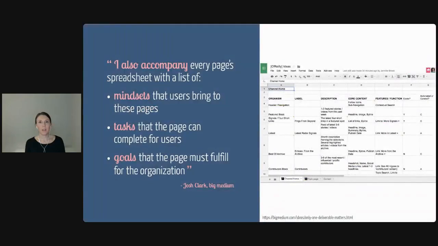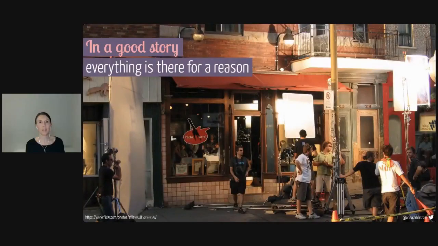Now, I wasn't the only one who started writing down what a website or a page should do. This is from Josh Clark, who's using Excel essentially to design these pages and looking at, okay, what's the mindset that a user is going to be in? What tasks should the user be able to do on the page? And what are the goals that the page must fulfill for the organization? What's really important about all of this is that we're being purposeful with the content and the functionality we include. And it brings us back to traditional storytelling.